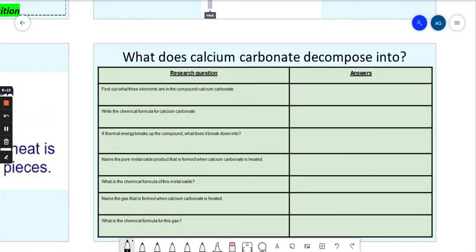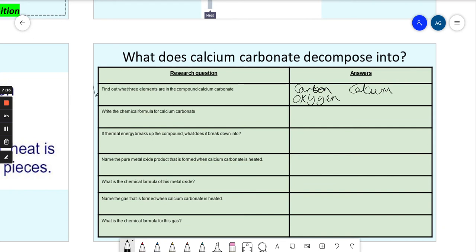Now I want you to have a go at exploring calcium carbonate. Feel free to pause the video. Number 1. What 3 elements are in the compound calcium carbonate? Well, the 3 elements found in calcium carbonate are calcium, carbon, and oxygen.